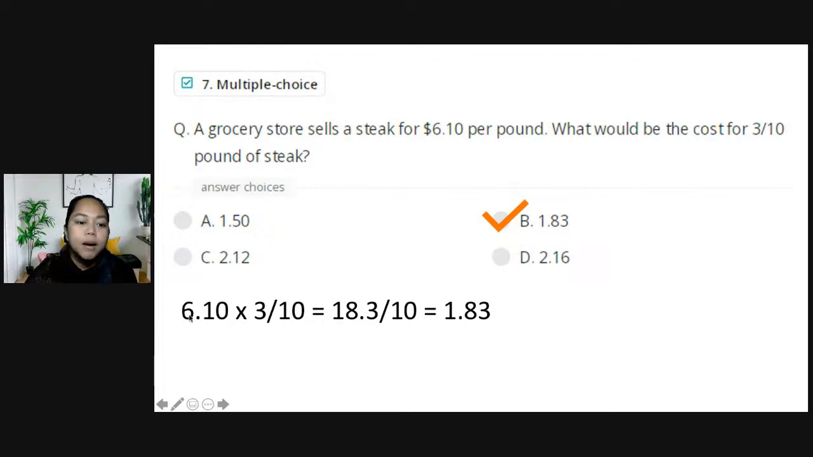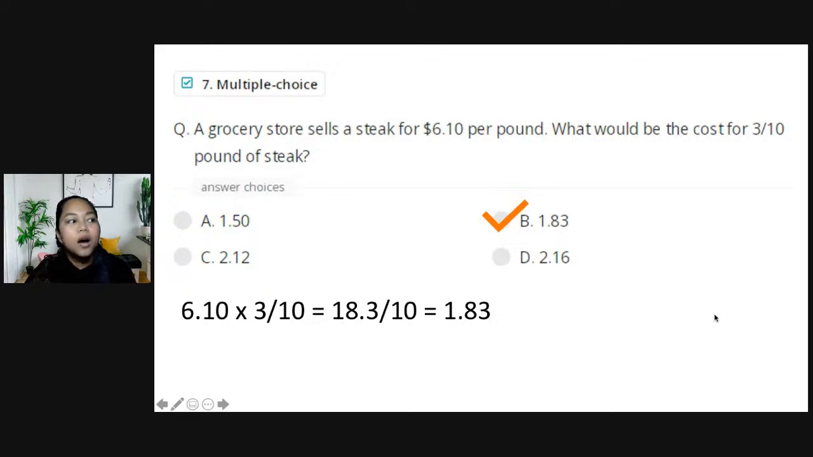Or pwede mo din namang gamitin to, 6.10, you multiply it by 3, and whatever is the answer, you divide by 10. Again, dividing by 10, you simply move the decimal point one time to the left. So if you are dividing by multiples of 10, you move the decimal point to the left. If you are multiplying, you move the decimal point to the right. Kung ilang beses mong i-move would depend on the number of zeros that you have. So in this case, isa lamang yung zero natin, 10 lamang. And so we move the decimal point to the left just once. Okay, so 1.83 is correct.